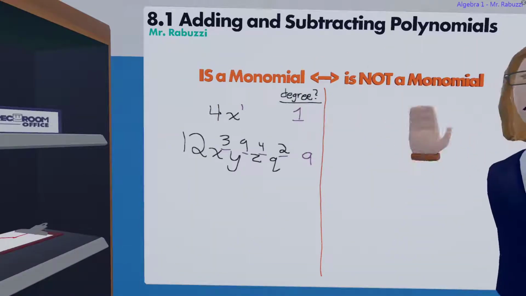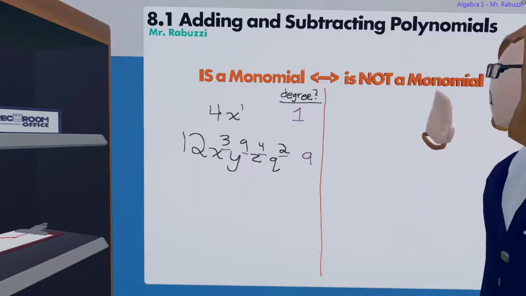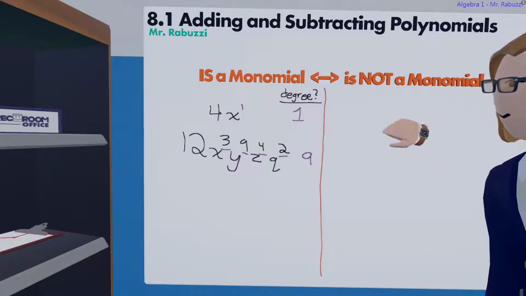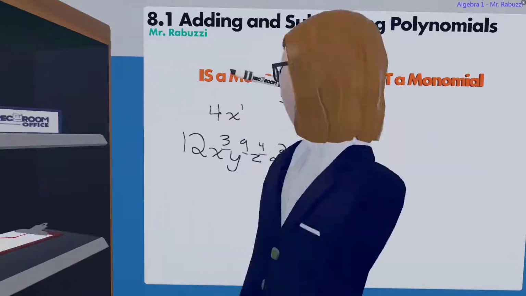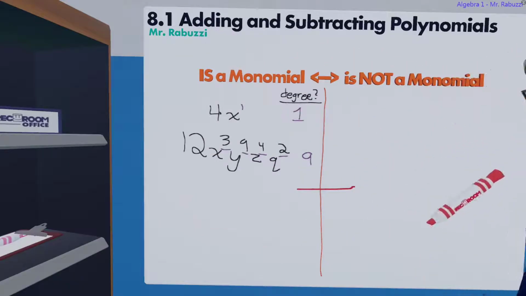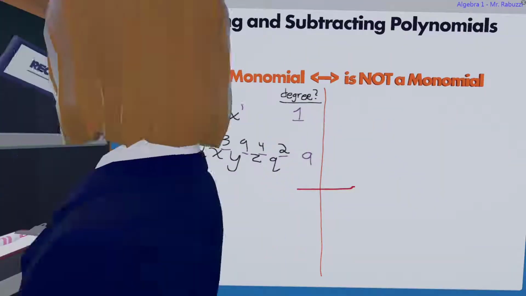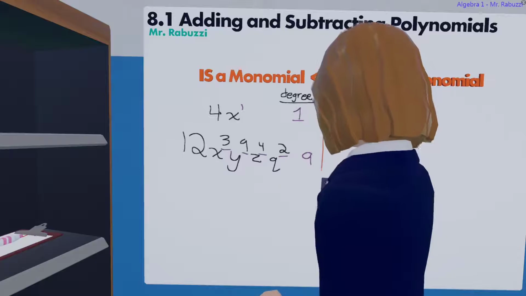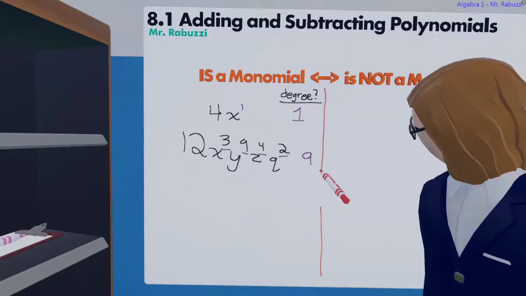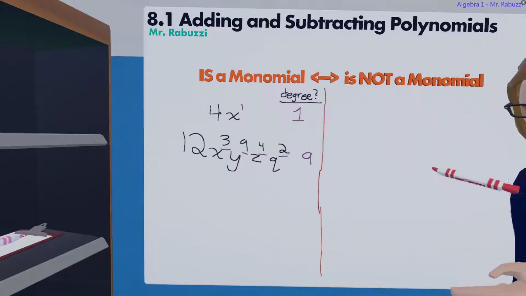Okay? Let's look at some things that disqualify a monomial. These are not monomials on this side. Okay? I'm going to write them in red because they are not monomials.